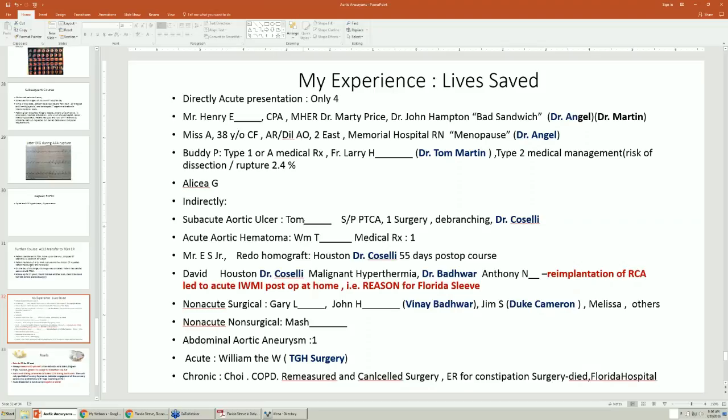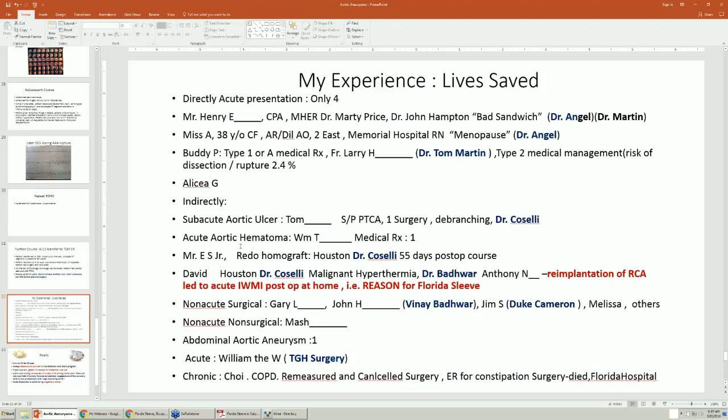And so we sent him to Dr. Caselli, who's in Houston, who did a deep branching procedure, which is huge. You replace the whole aortic arch. You've got all the branches hanging, and then you put the graft in, and then you put them all back again. And so that was cool. And then here's a guy, William T., who was 84, who had a bleed into an ulcer of his aorta. And so that's an acute aortic hematoma. And we managed him medically, and he's done fine.